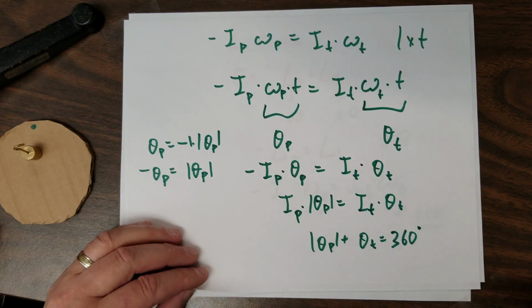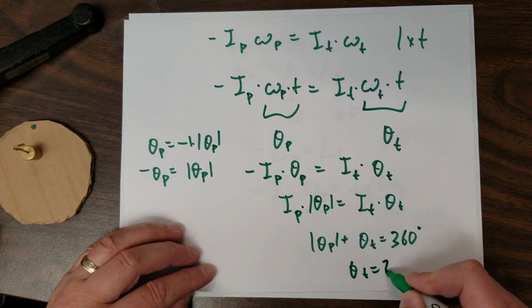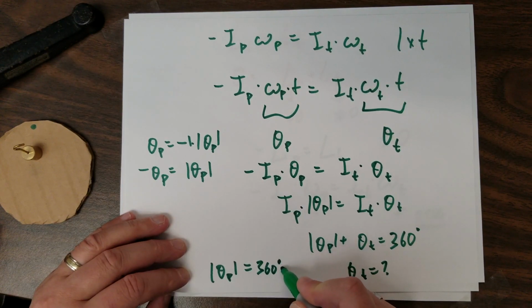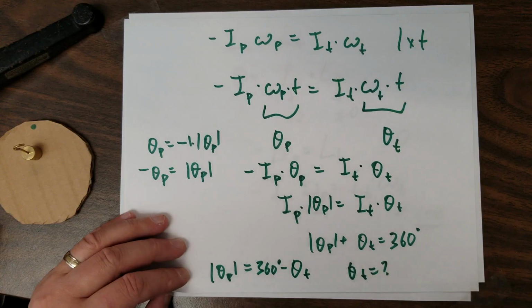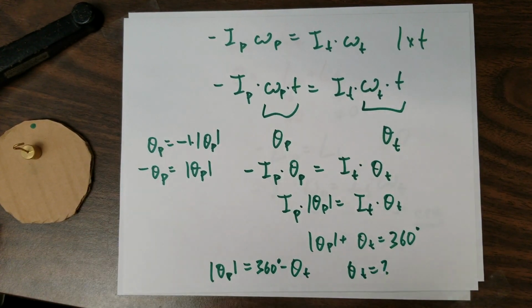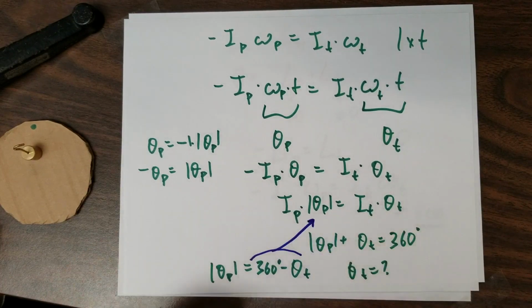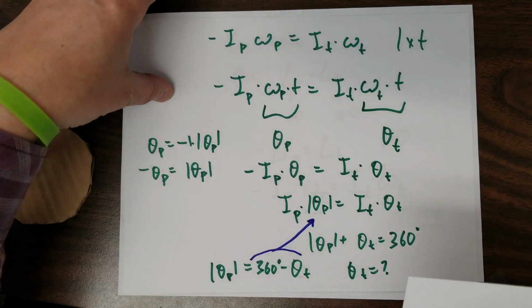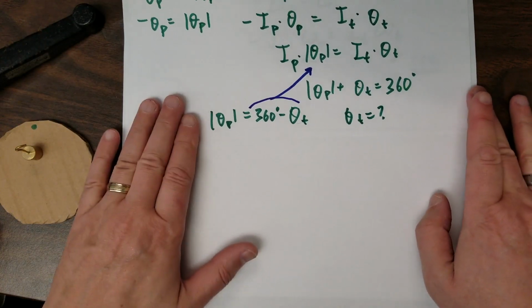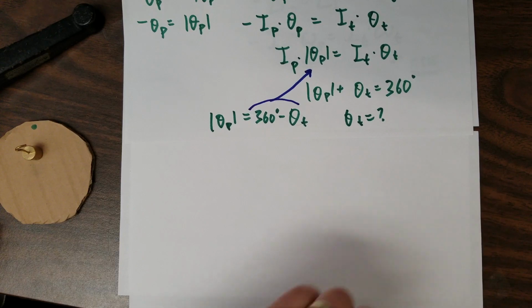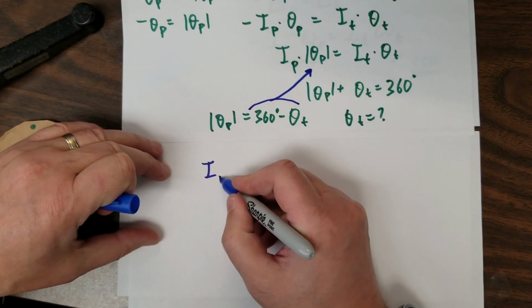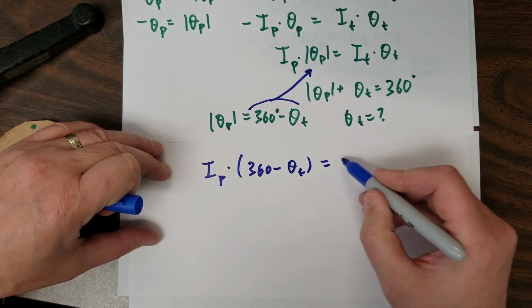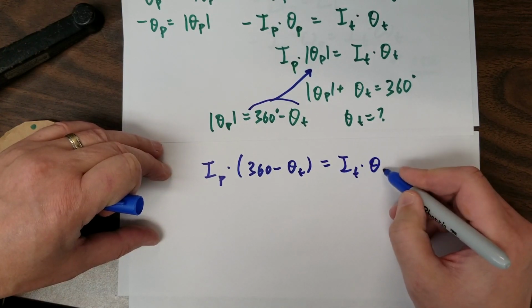Well, because this is what we're looking for, this is what we want to get rid of. 360 minus angle of turntable. And this expression I can use now right here to eliminate one of the unknowns. So what will be my new equation? Well, the inertia for the person times 360 minus angle we are looking for is equal to the inertia for the table times that angle we are looking for.